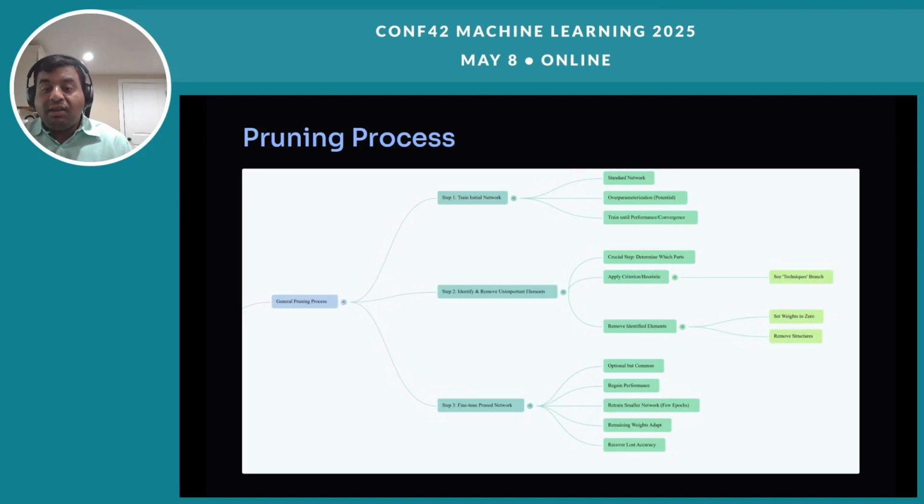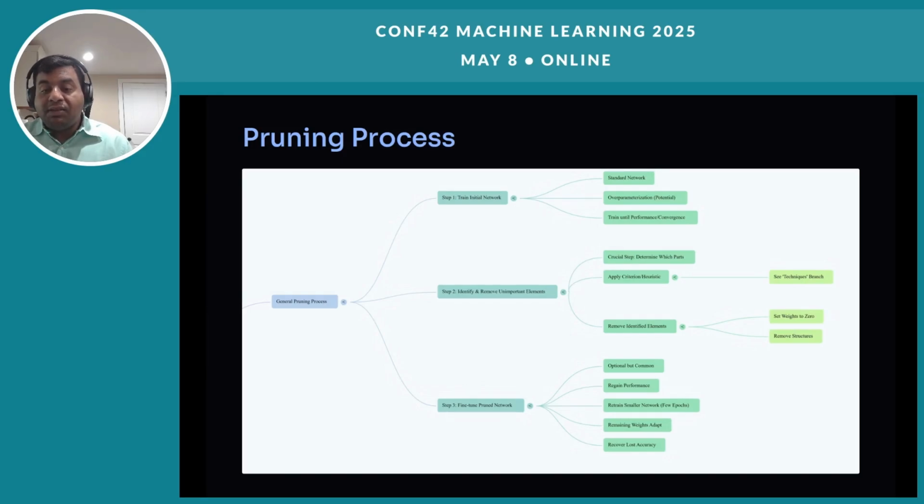This is the crucial step where we apply criteria like weight magnitude, activation frequency, and impact on loss to decide which parts are unimportant and remove them. This might involve setting weights to 0, which is unstructured, or removing entire structures like filters, which is a structured way. And then step 3, fine-tune the pruned network.